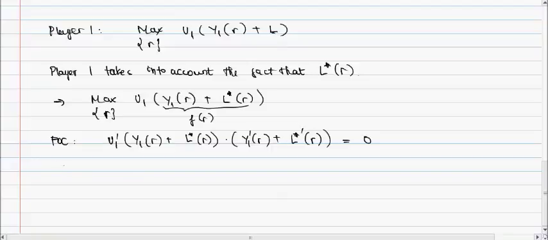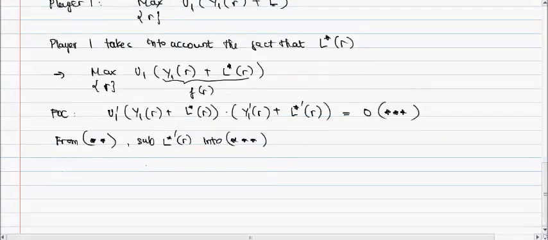Now from the double star equation above, we found L star dash of R. So we use the function that we found for L star dash of R from the second star condition and substitute it into the third star condition.